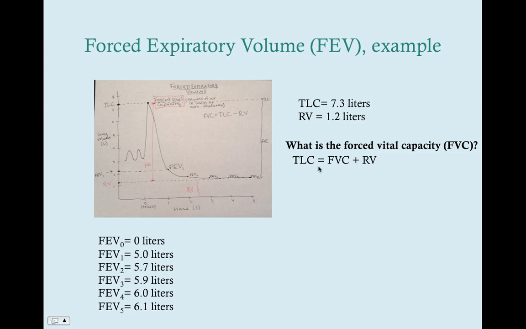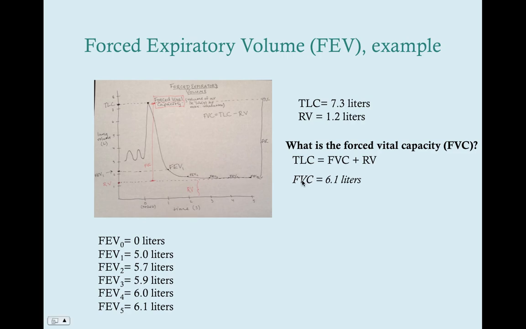So our total lung capacity is our forced vital capacity plus the residual volume that's always there even when we're totally exhaled. We know our total lung capacity is 7.3 liters. Our residual volume is 1.2 liters. So our forced vital capacity is 6.1 liters. Since the most air we can have in our lungs is 7.3 liters, and the residual volume is 1.2 liters, the difference is 6.1 liters. Okay, now we know our forced vital capacity.